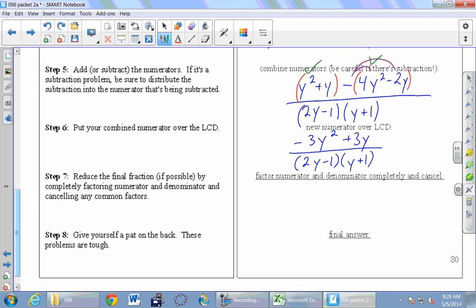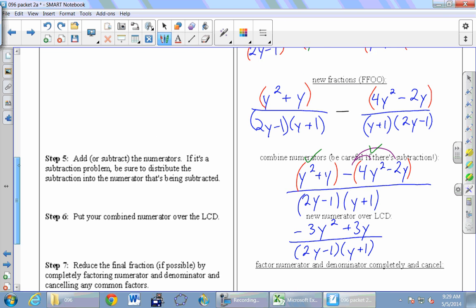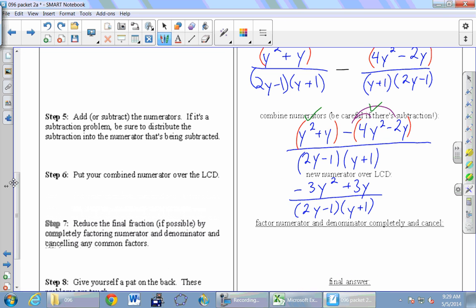Remember how I said we treat numerator and denominator differently? We never multiply out on the bottom, but we always multiply on the top. So we just saw why we multiply on the top. We were able to combine terms here because that was just some y squareds and that was some y squareds, and some y's with some y's, and we could combine them.